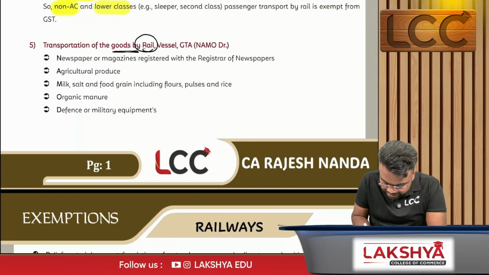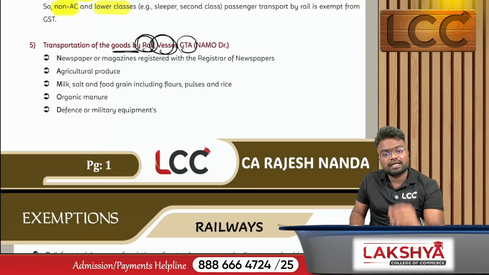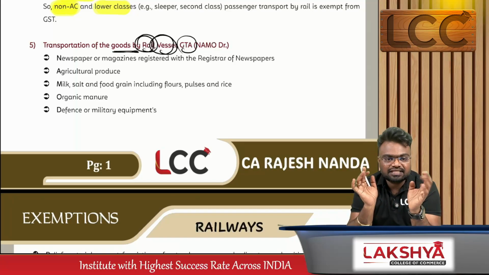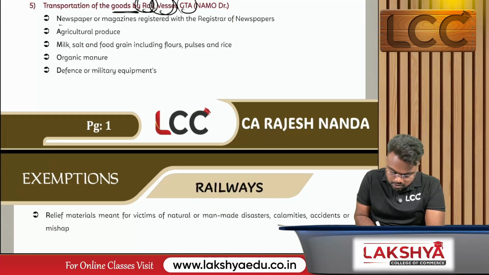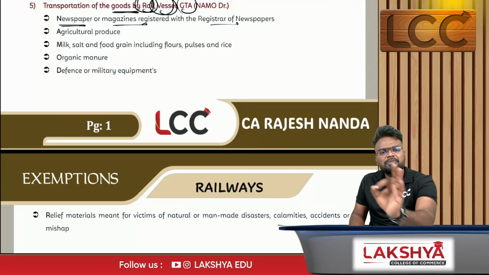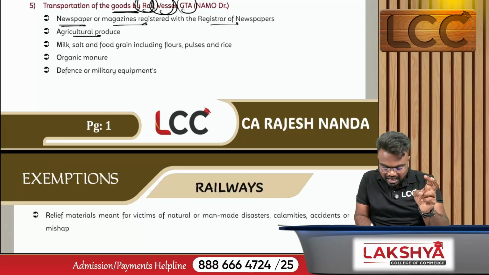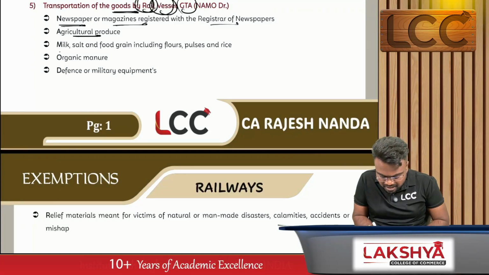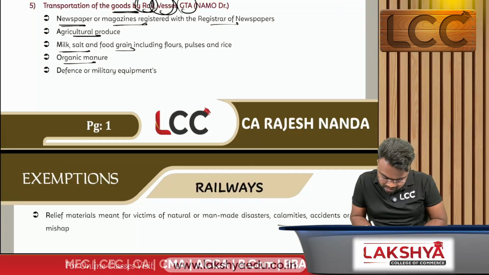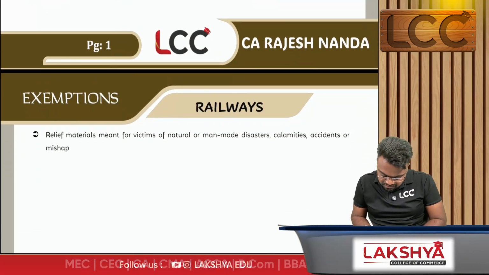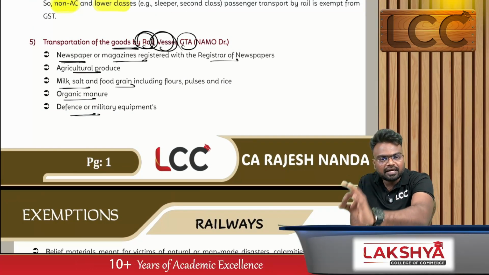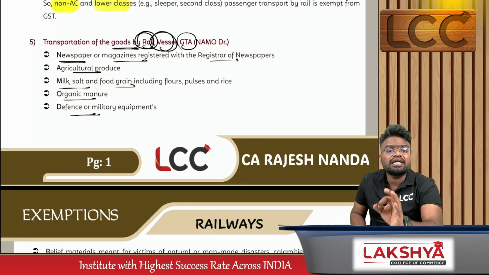Next, this is very important. Transportation of goods by rail, vessel, GTA. In that case, GST is exempted for these goods. Newspapers, magazines registered with the Register of Newspapers, in simple terms, newspapers or magazines. Second one, agriculture produce. Third one, milk, salt, and food grains. Fourth one, organic manure. Fifth one, defense or military equipment. Sixth one, relief materials. These six goods, if transported by rail, vessel, GTA, GST is exempted.